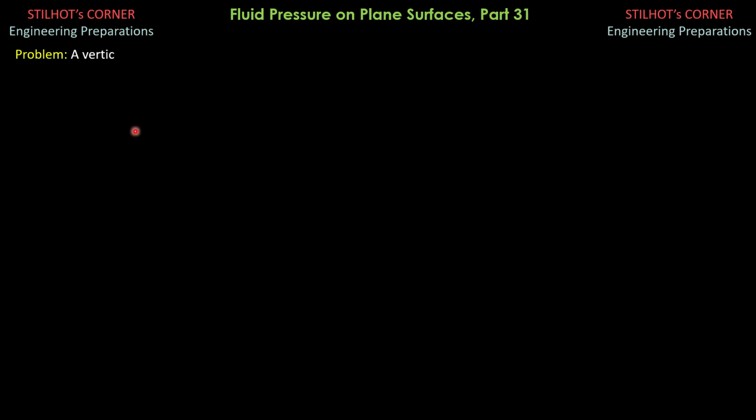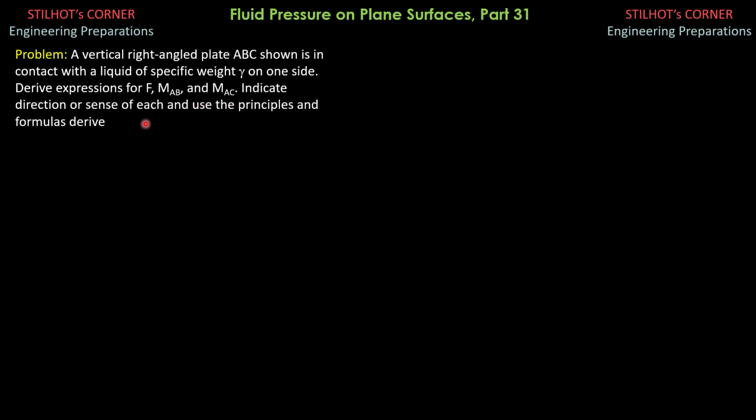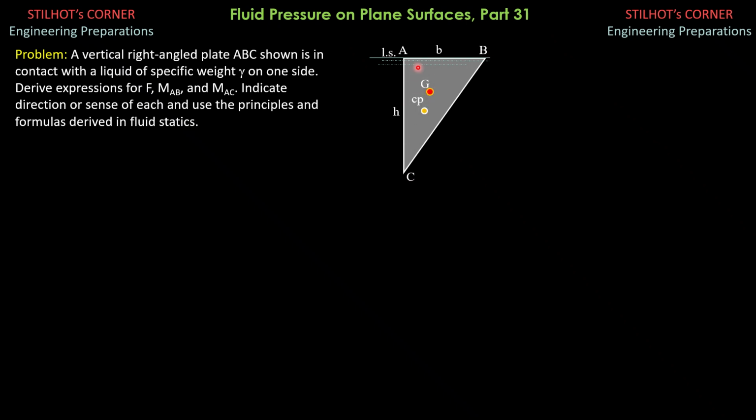So here is the problem. A vertical right angle plate ABC shown is in contact with a liquid of specific weight gamma on one side. Derive expressions for F, moment AB, and moment AC, indicate direction or sense of it, and use the principles and formulas derived in fluid statics. So here is the figure, and in part 31A, this is again solved but using integration.